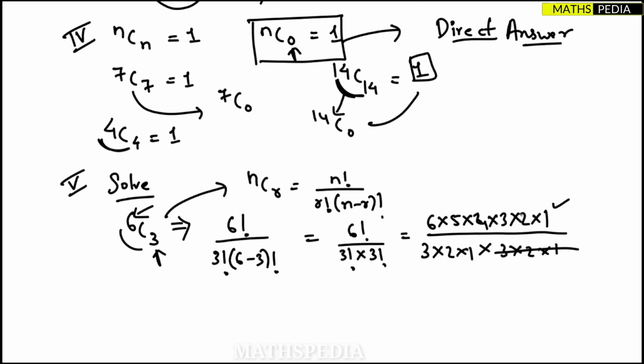Then this 3 into 2 into 1 and this 3 into 2 into 1 get cancelled. The 1 is anyway no use, you remove it. Then 2 2s are 4, 4 into 5 is 20. The answer is 20. Okay, so the 6C3 value is 20.